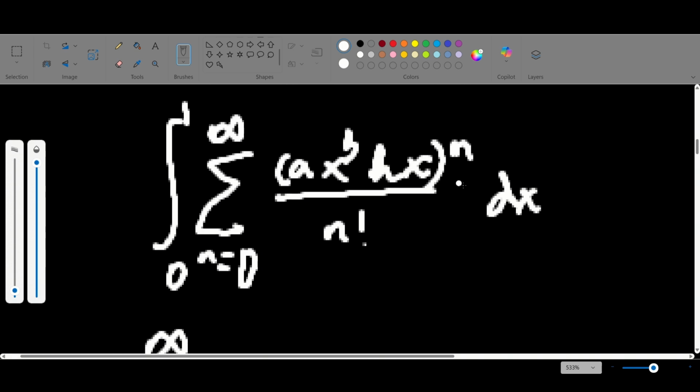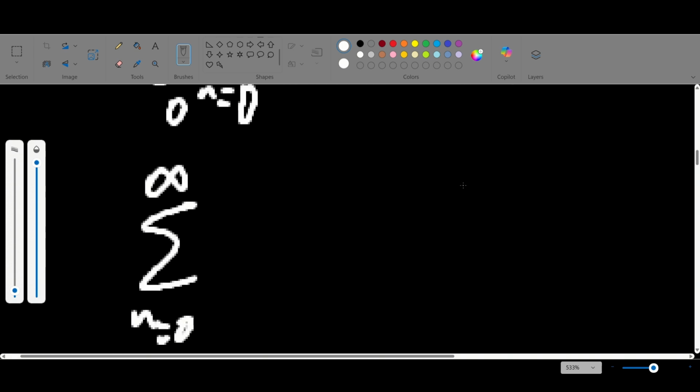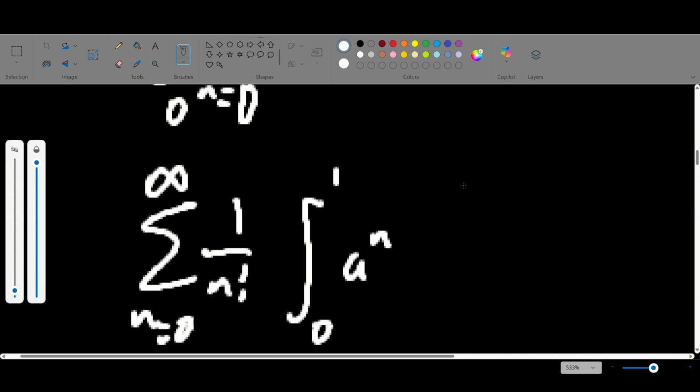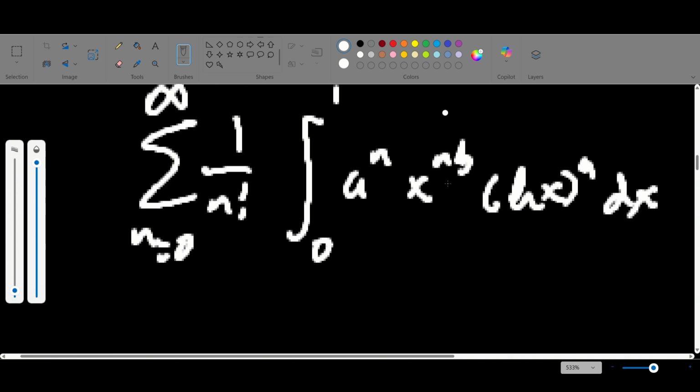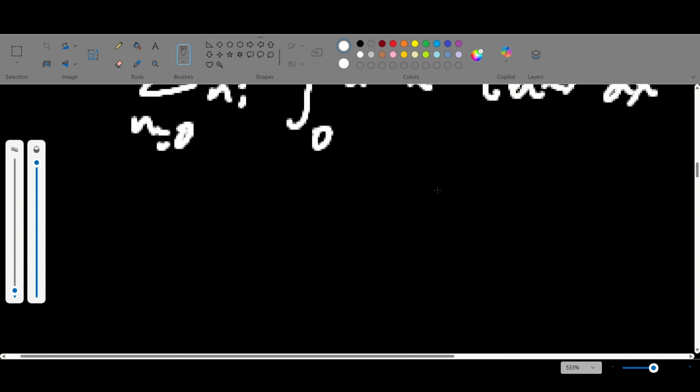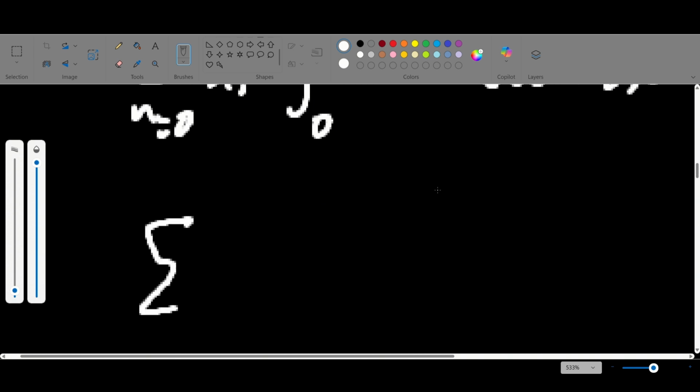Now in doing this, n here is going to just be a constant, so we can pull that out as well, n factorial. And we get the integral from 0 to 1 of a to the n times x to the nb times the natural log of x to the power of n with respect to x. Here you might notice a to the n is also just a constant, so we'll pull that out as well.